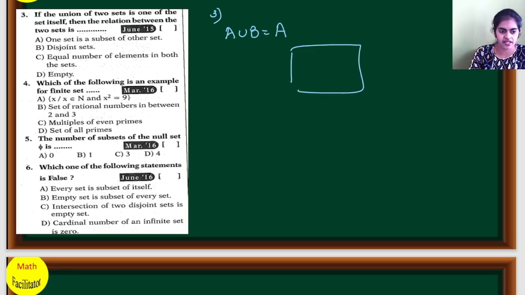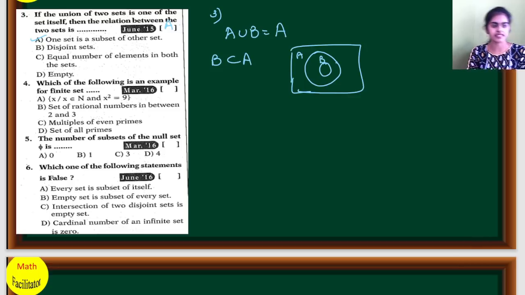if the union of two sets is one of the sets itself, then the relation between the two sets is, suppose you have two sets, A union B, so it is one of the sets itself, which means what is the relation then? If I take two sets like this, if it is A, now A union B is actually again the set A. So I can say B is a subset of A. So one set is a subset of the other set. So option A is correct.